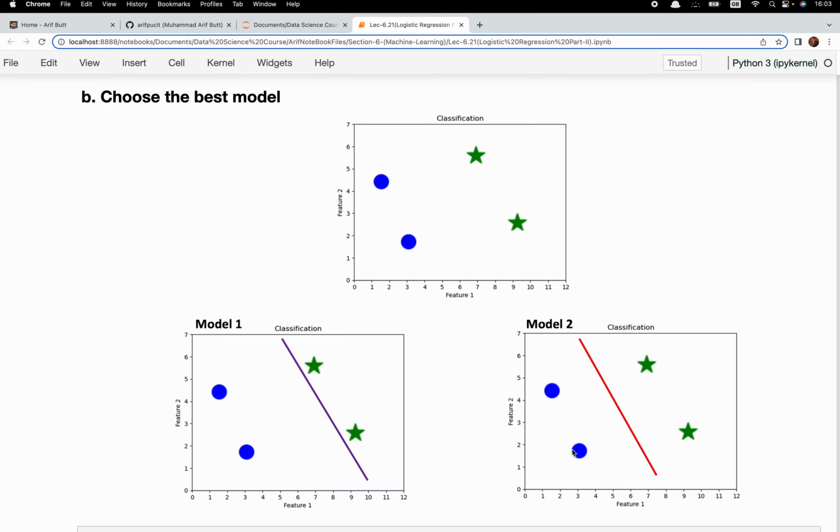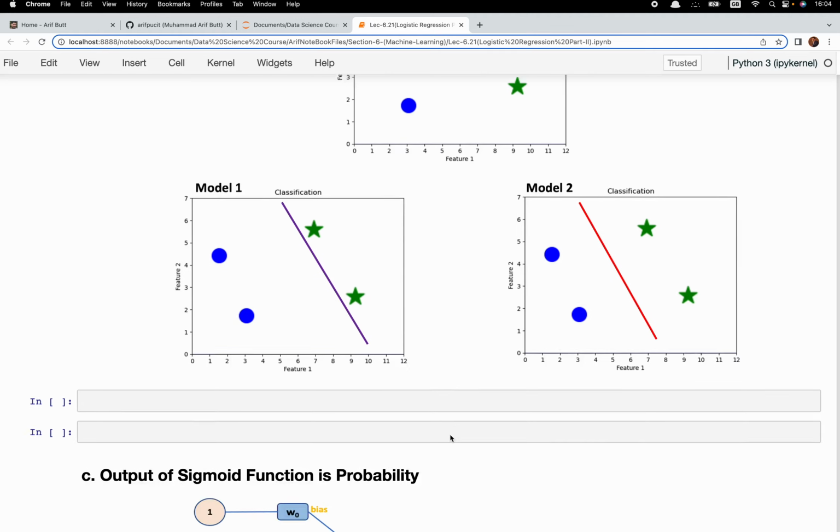Now a $100 question is how to find the answer to this question mathematically, as there can be infinitely many decision boundaries or lines that can correctly classify these 4 data points. Well, the answer lies in the loss or error function. And today we will discuss 2 loss functions. First is the maximum likelihood estimate and then binary cross entropy. Okay.